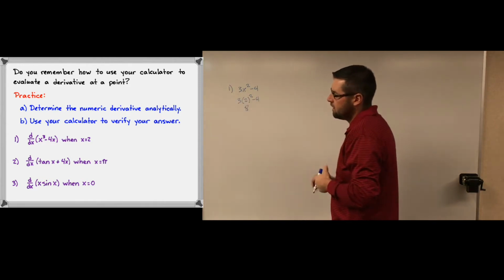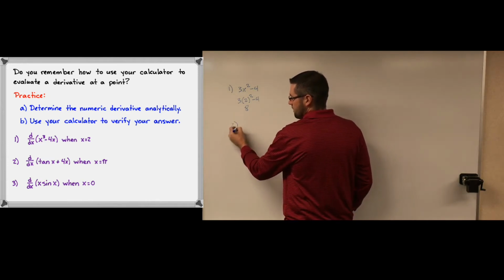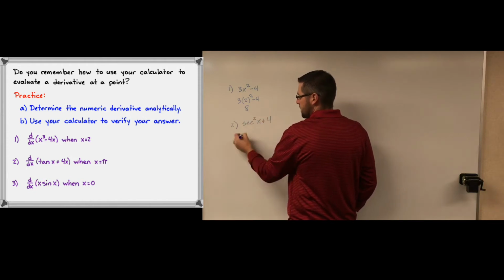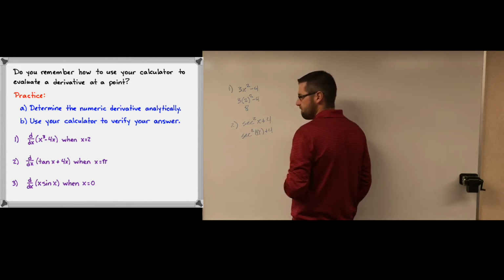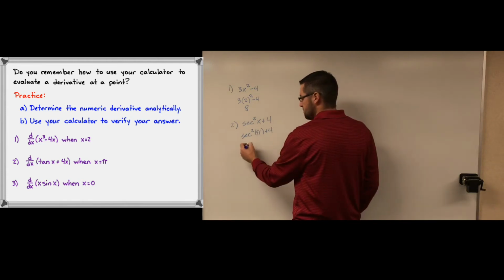And then number 2, what's the derivative of that? Secant squared x plus 4. Good. And then we're going to plug in when x equals pi. So secant squared of pi plus 4. What's secant of pi? What's cosine of pi? Cosine of pi is -1. So the reciprocal of that is -1. So -1 squared plus 4. So 5.